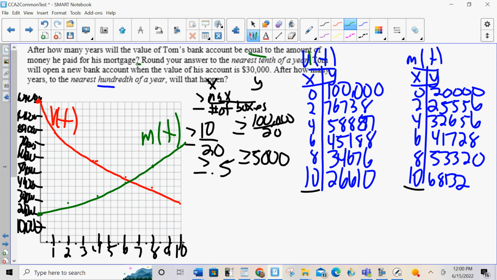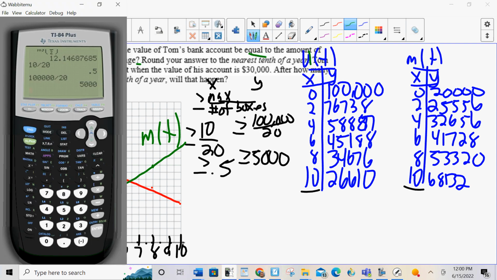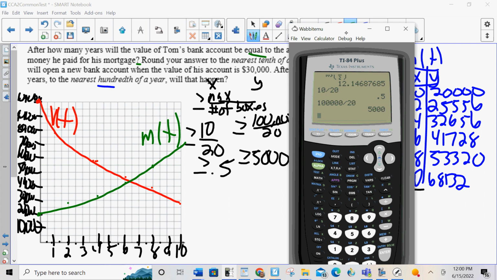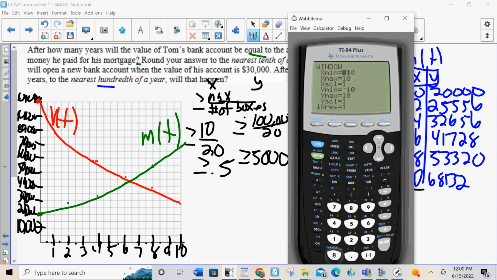I can't determine the exact tenth based on the graph. So I'm going to do my y1, y2 intersect. I'm going to pull my window from the graph. If I go to window, my x values are going from 0 to 20. So my x min is going to be 0, and my x max is going to be 20. My y's are going from 0 to 100,000. I already did all the work to create my scale, so now I can just input them and see it from there. And you'll see the same thing on your screen that you see in your actual graph.